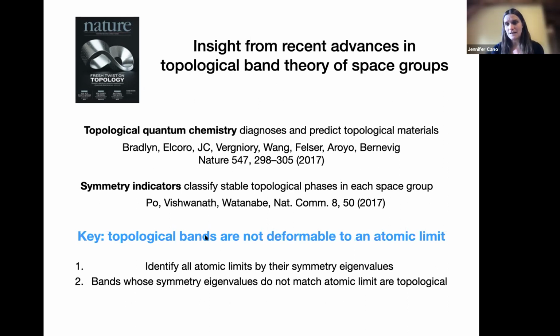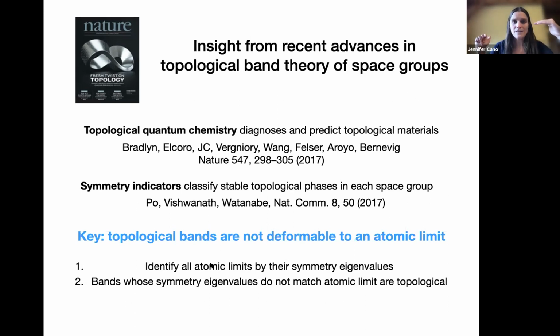And using that as our starting point, what we want to do is identify all atomic limits. I'll describe a scheme by which we can enumerate all of these, and then we can look at their symmetry eigenvalues. So we're going to build up a list of all of these atomic limit phases, and for each atomic limit, all the symmetry eigenvalues at different high symmetry points.